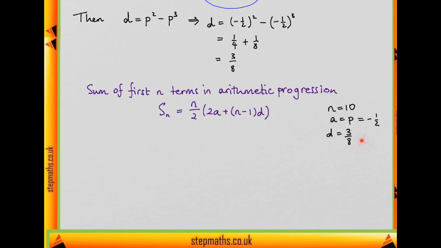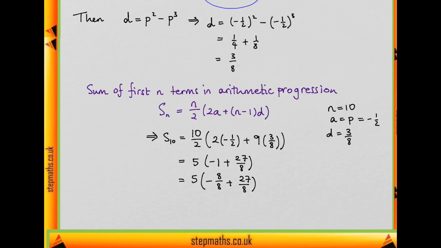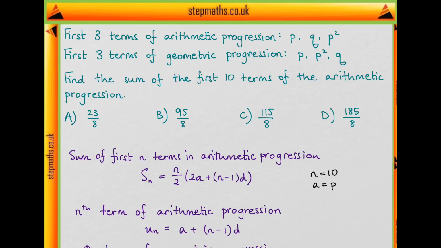And plugging these into the formula, this is what we have, and just simplifying, we end up with 5 times 19 over 8, which is the same as 95 over 8, which when we go back to it, we see is answer B.